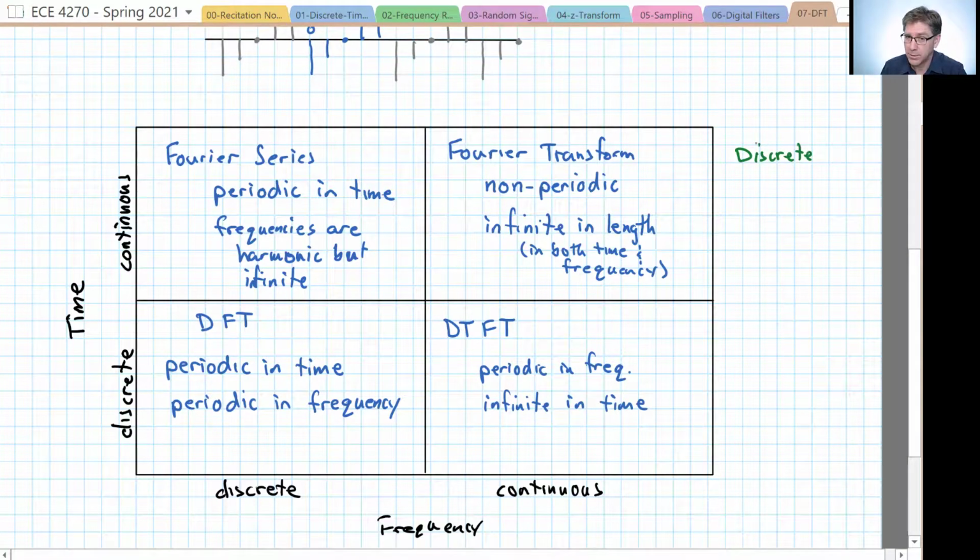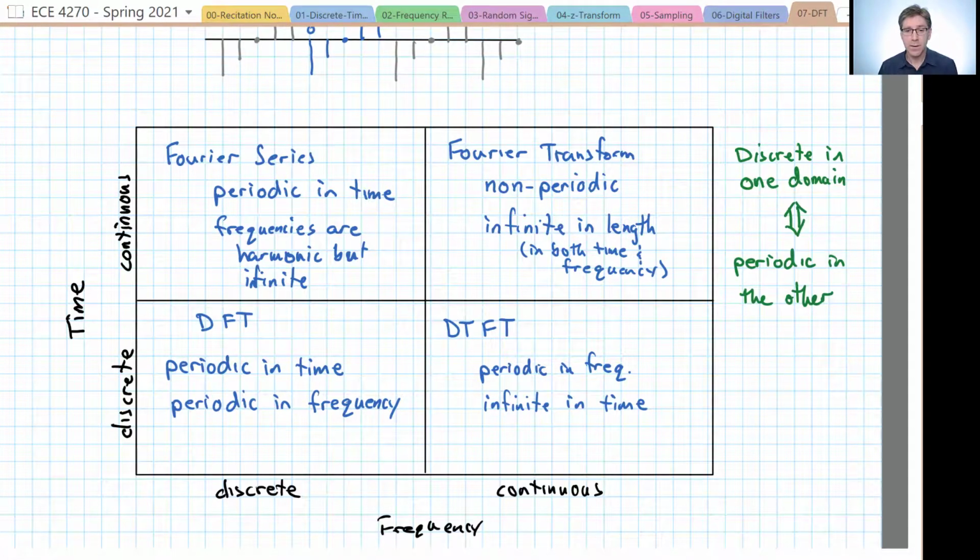I meant periodic in the other. Discrete in one domain. That's what happens when I try to write and talk at the same time. Sometimes it comes out wrong. So here we have the DFT is discrete in both time and frequency, and therefore it's periodic in both frequency and time. The DTFT is discrete in time, therefore it's periodic in frequency. And the Fourier series is discrete in frequency, therefore it's periodic in time.